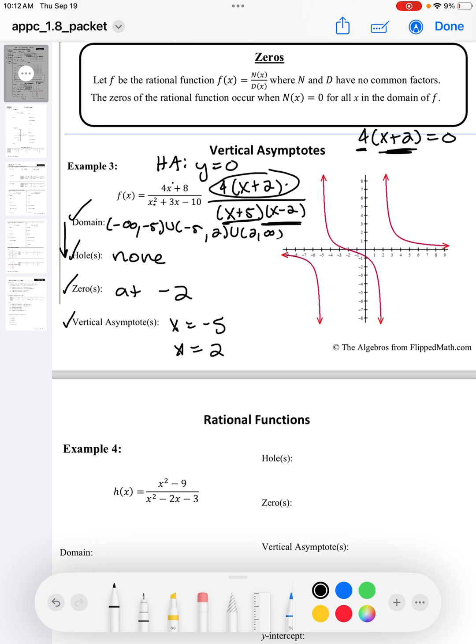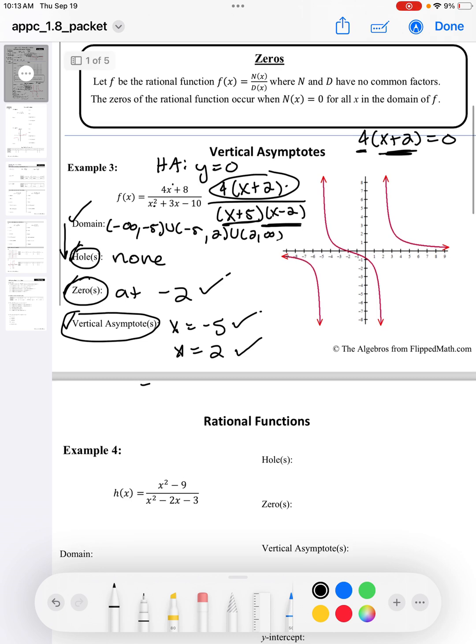So what you're going to do for your sign chart is you're going to think about your key points. Your key points are going to be vertical asymptotes and zeros and possibly holes. So I'm going to go from left to right. My key points would be -5, 2, and -2. So I'm going to put them in order.